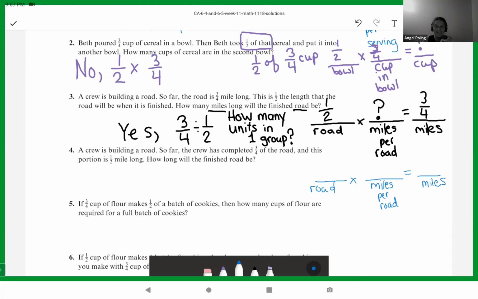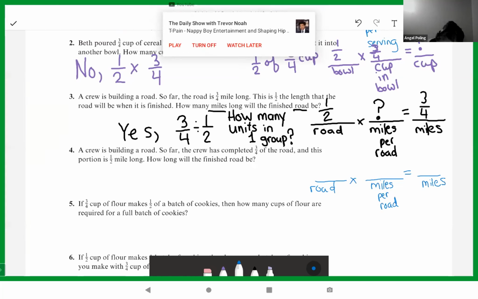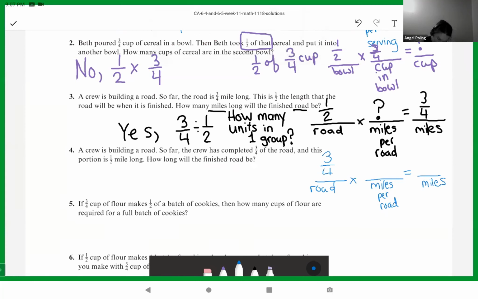Okay, so this time around, they're telling us that there's 3/4 of the road. And this is 1/2 of a mile long. So they are asking us a division question.